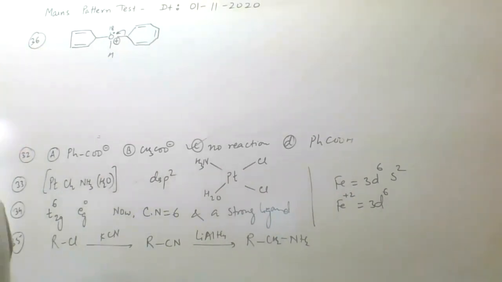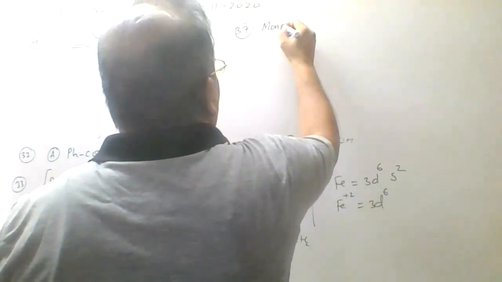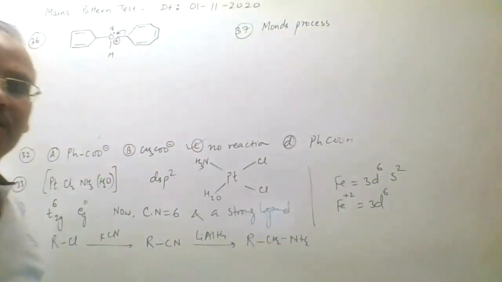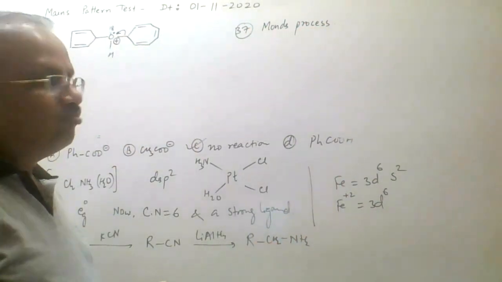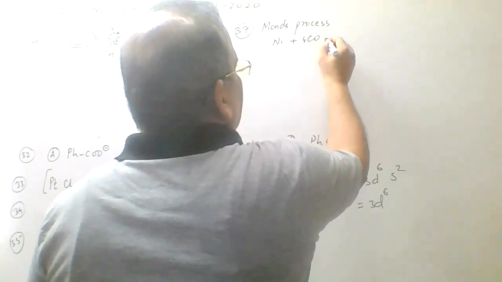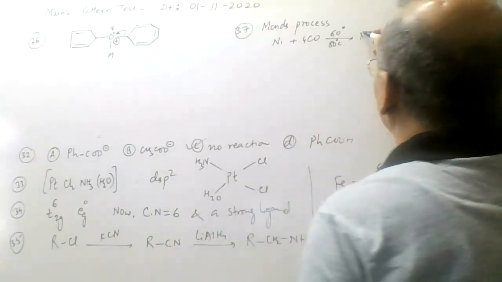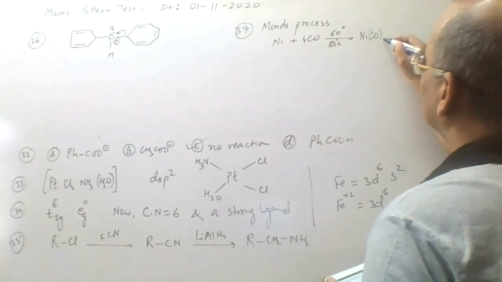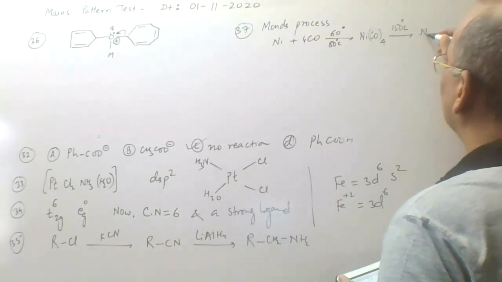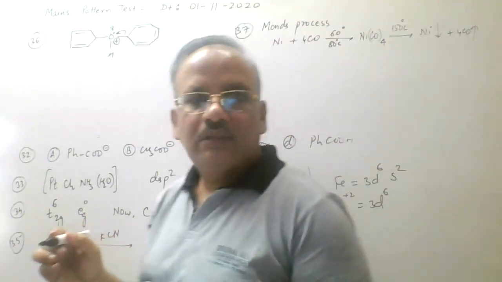Question number 37. In question number 37, we can say that it is a Mond process. Mond process we must have already discussed, that is a vapor phase refining of metals. In the Mond process, Ni with other metals is treated with carbon monoxide at 60 to 80 degrees centigrade. Maximum it will be 80, less than 80 it is. So we get the gaseous phase compound, that is nickel carbonyl, and on heating at around 150 degrees centigrade it gets converted back into nickel and the carbon monoxide will be liberated. That is the product we get.